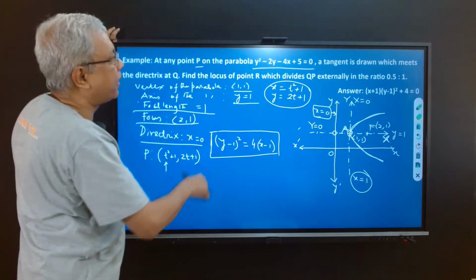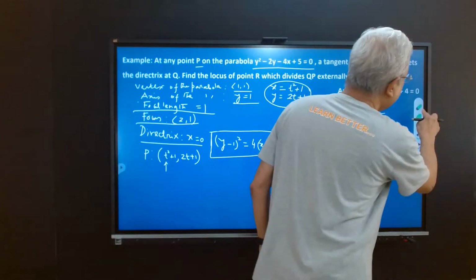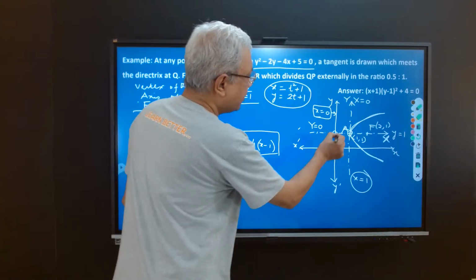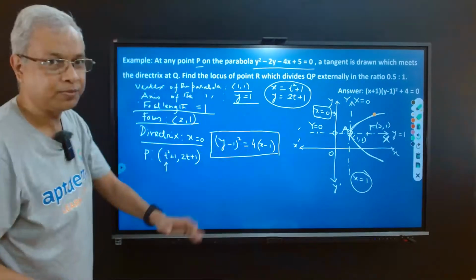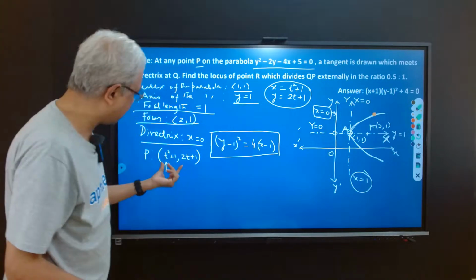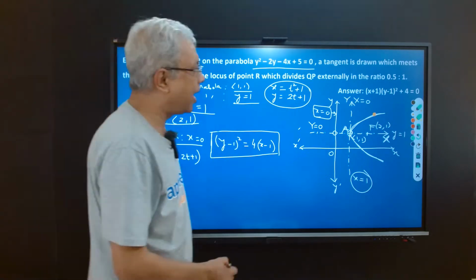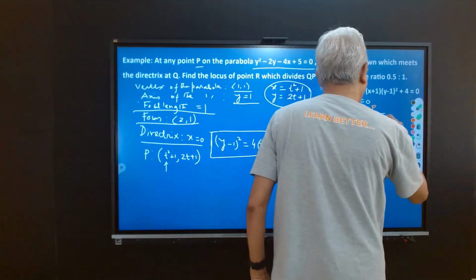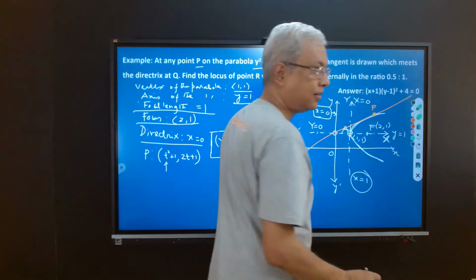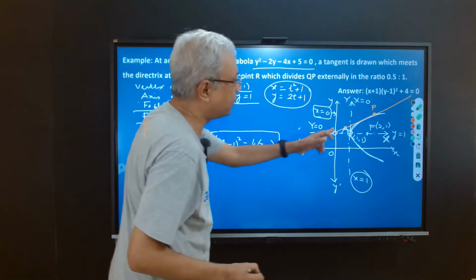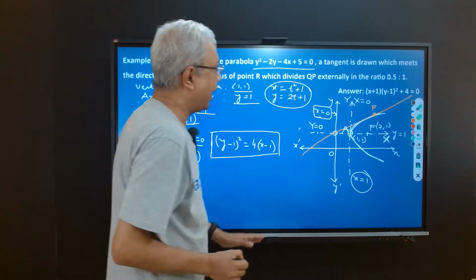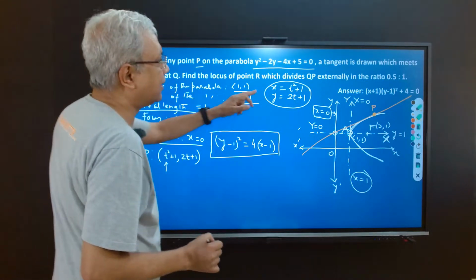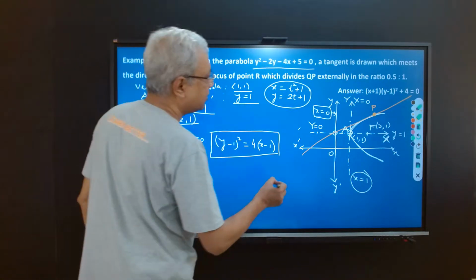At any point P on the parabola, a tangent is drawn. Let me select some other color of the pen. Say this one. If I consider this arbitrary point P, whose coordinate can be written like this: t square plus 1, 2t plus 1. Now I am drawing a tangent at P to the parabola like this. This is the parabola, and this yellow line is the tangent to the parabola, and the tangent meets the directrix at Q.